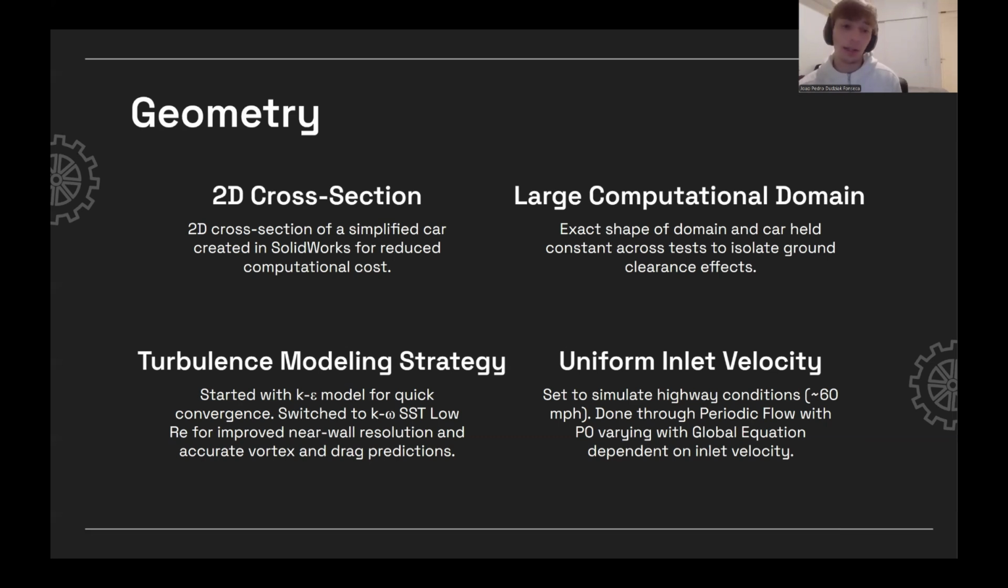I started with the k-epsilon model study for very quick convergence. Then I used the solution of this study in order to start the solution for the k-omega SST low Reynolds number model, which has more improved near wall resolution and also more accurate vortices predictions.